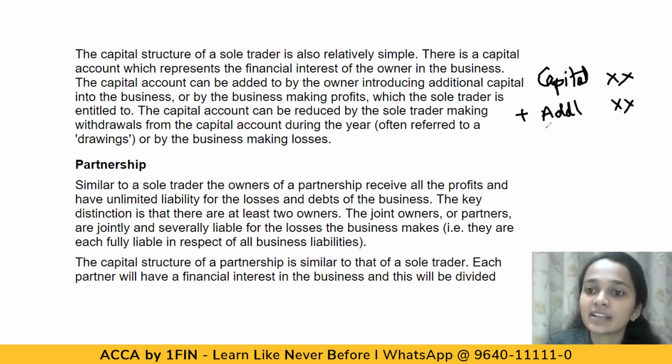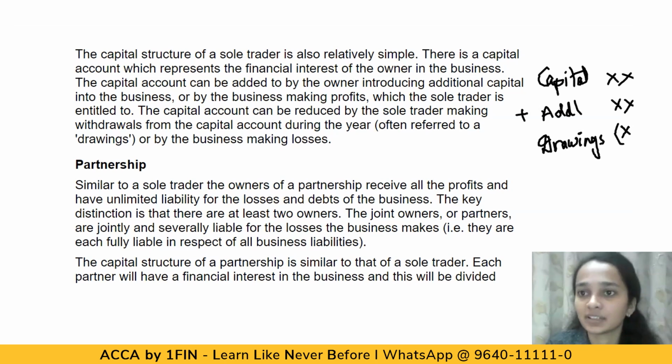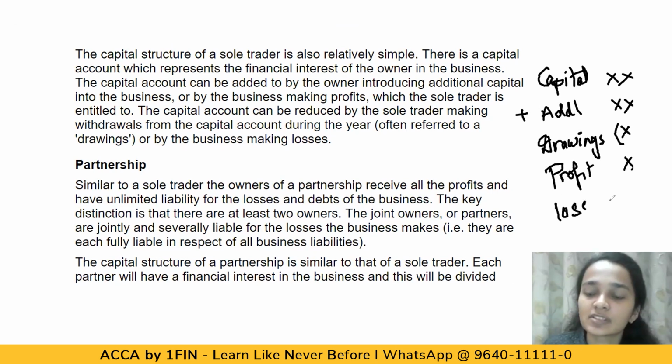Now say Raghu has withdrawn something from the business. So we call that drawings. Drawings are reduced from the capital. In case the business has made profits, those profits will be added to the capital. In case the business makes any loss, the losses will be deducted from the capital of the owner.